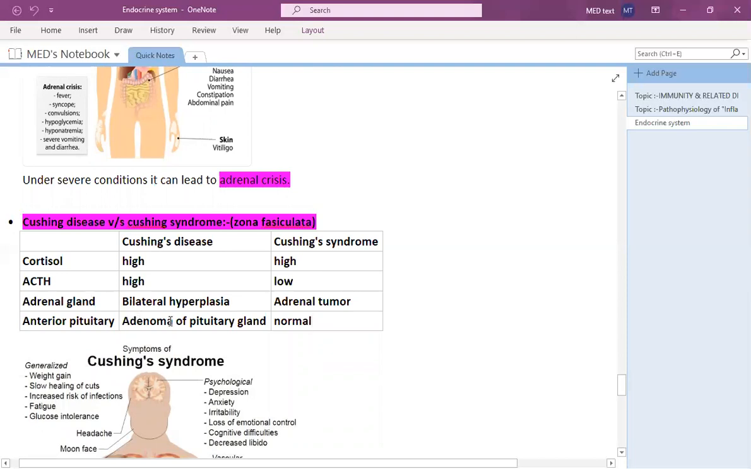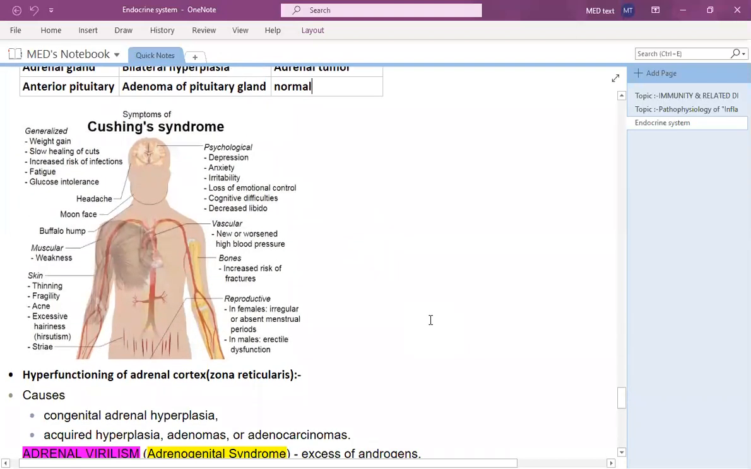If there is a tumor, that is an adenoma, the adrenocorticotropic hormone will be released more. Whereas in Cushing syndrome, the pathology lies in the adrenal gland itself. So the ACTH will be low. Now you got the point, right? Moving on. What are the symptoms of Cushing's syndrome?